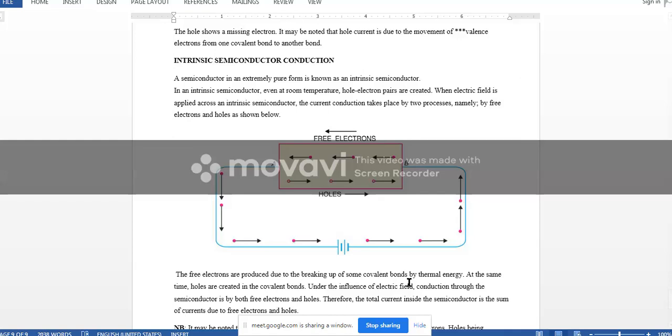As we wind up the class, I'm going to give you an assignment so you can write it down. Using a well-labeled diagram, explain the movement of charge carriers in intrinsic semiconductors during conduction of electric current.